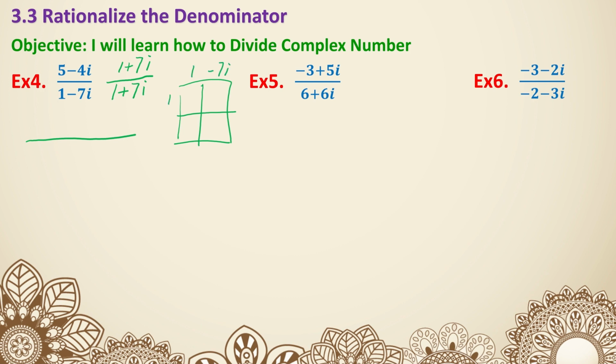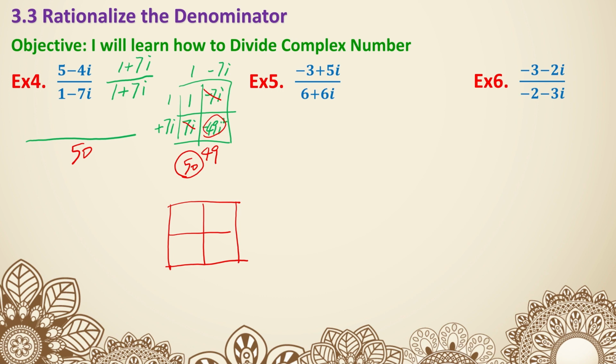1 minus 7i, 1 plus 7i. So that is a 1, then it's a negative 7i, a positive 7i, lastly, minus 49i squared. Cancel. This is negative 49 times negative 1 is a positive 49. So the bottom together is actually going to be a 50. As for the top, let's do our multiplication. 5, negative 4i, 1, positive 7i. So it's a 5, and there's a negative 4i, and there's a positive 35i, and then 7i times negative 4i is a negative 28i squared.